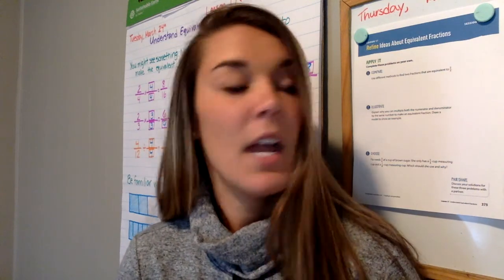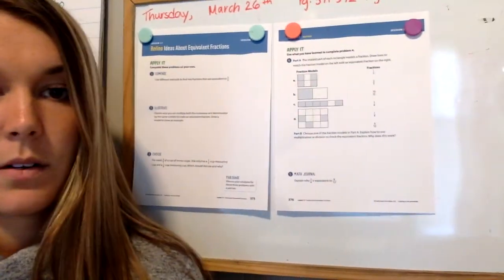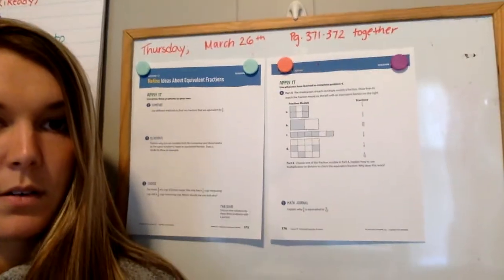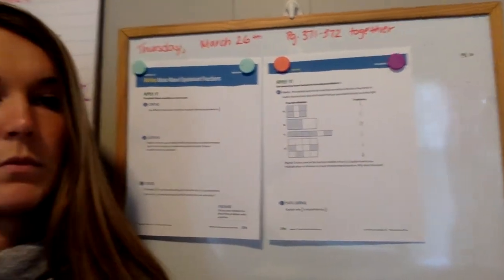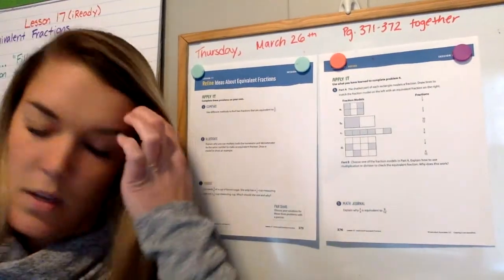So, we're going to go over two pages from your RCC book together today. It's going to be page 375 and 376. So please open up to that. Okay, if you need more time, you can pause me, but I'm going to get going.